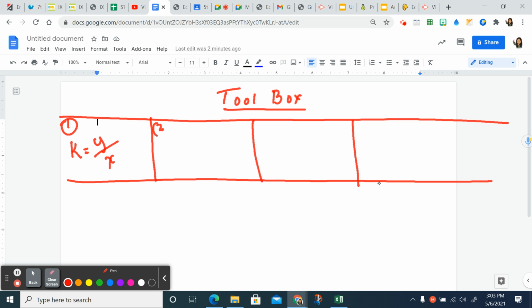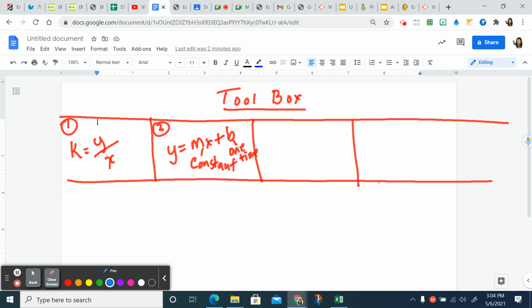Number 2 is what? Y is equal to mx plus b, where m is our constant and b is our what? 1 time. So it happens 1 time. You're going to have a lot of these.